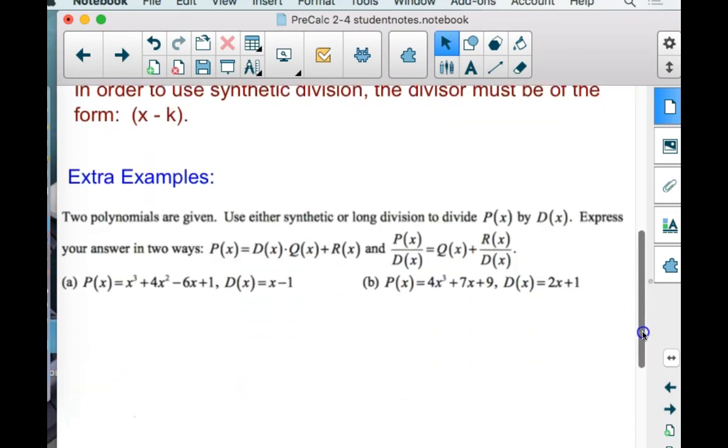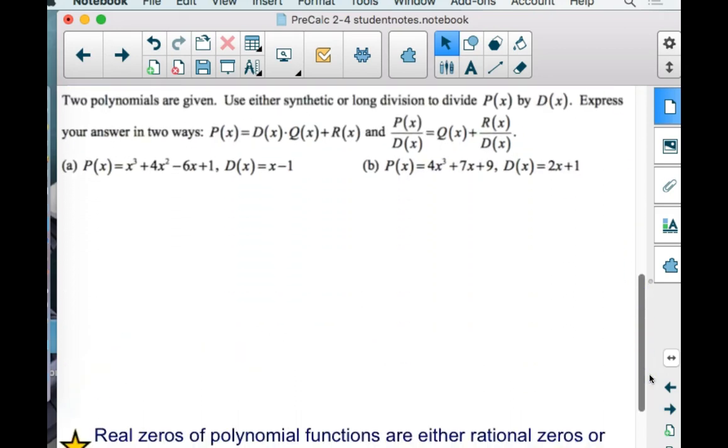Has to. So we come down here and it says 2 polynomials are given. Use either synthetic or long division to divide p of x by d of x and express your answer in 2 ways. And so we have the first way where we write this as, all right, we've got our divisor times our quotient plus the remainder. And then the other one is the old-fashioned way you've used forever, which is, oh, here's my answer plus the remainder over the divisor.